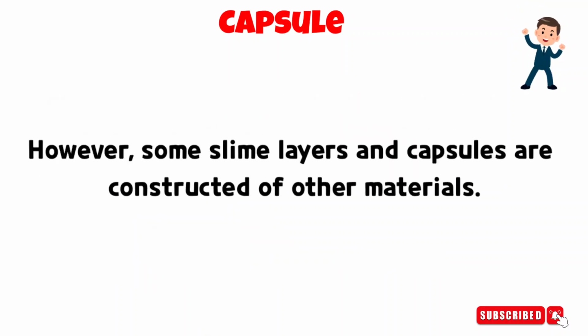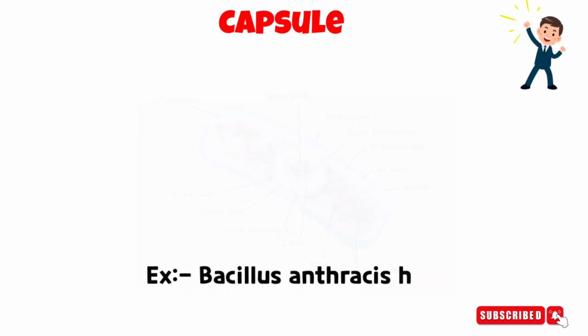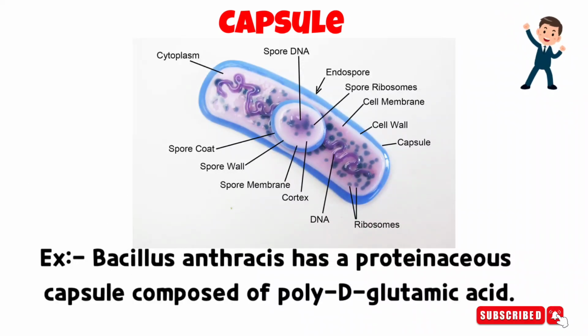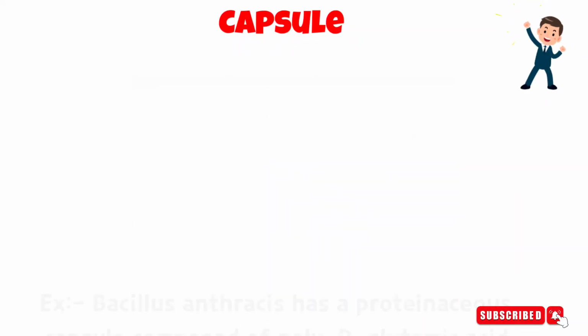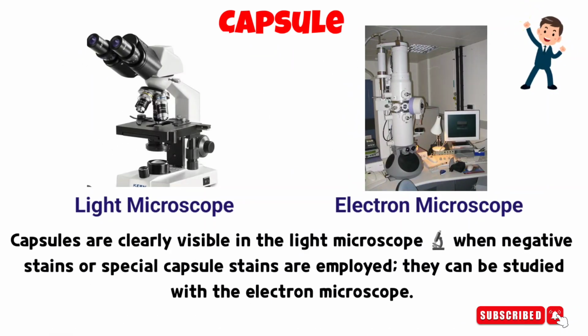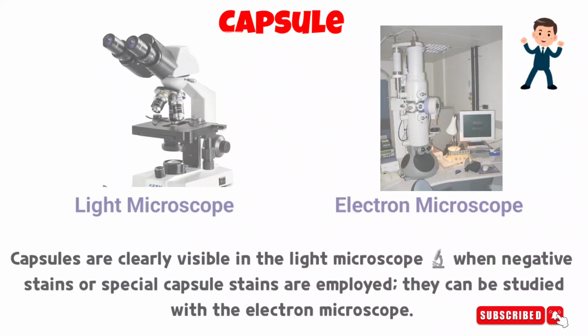However, some slime layers and capsules are constructed of other materials. For example, Bacillus anthracis has a proteinaceous capsule composed of poly-D-glutamic acid. Capsules are clearly visible in the light microscope when negative stains or special capsule stains are employed. They also can be studied with the electron microscope.